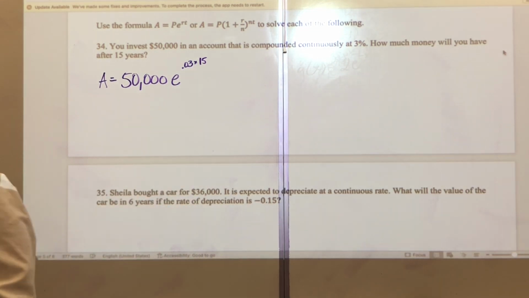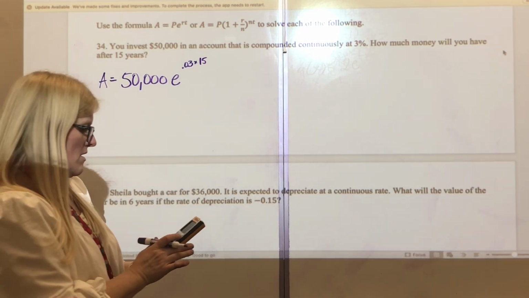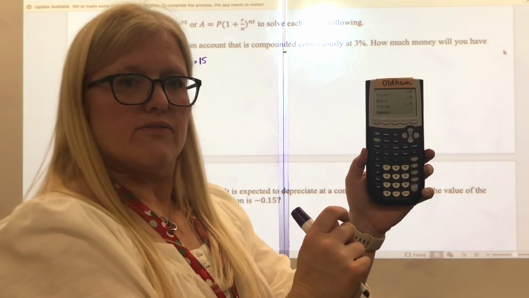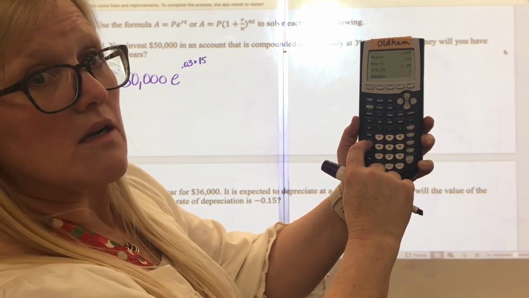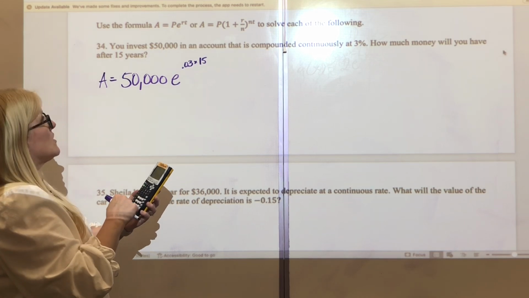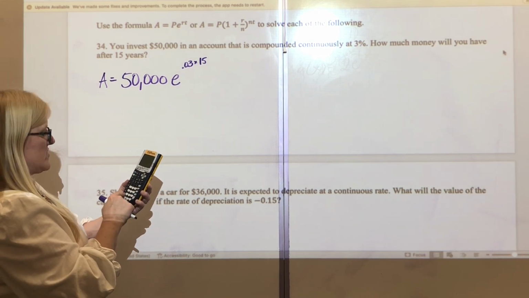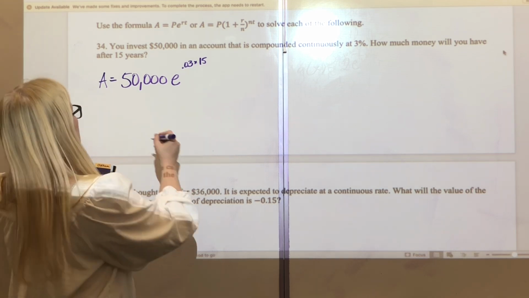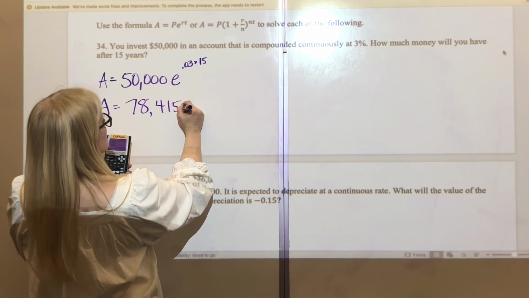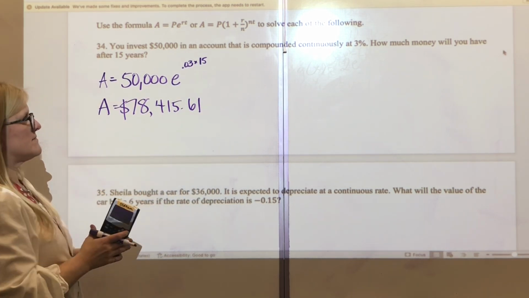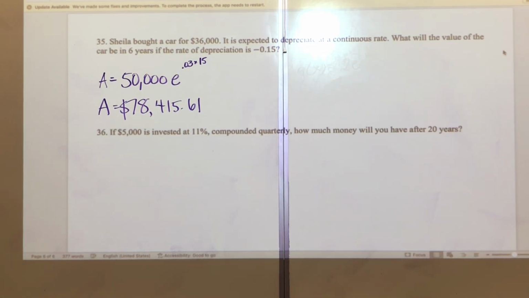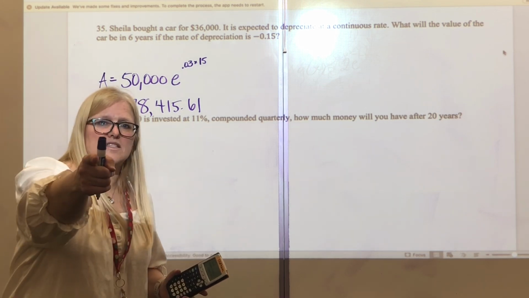Okay, so now when I put this in my calculator, I've got 50,000 times e to the, e to the x power is right here, okay? Times e to the 0.03 times 15, and I get $78,415.61. All right, number 35. Let's see where I'm at with time. Ooh, shoot. Okay, let's finish this in the next video.